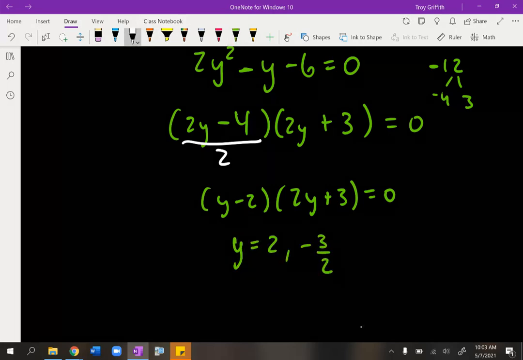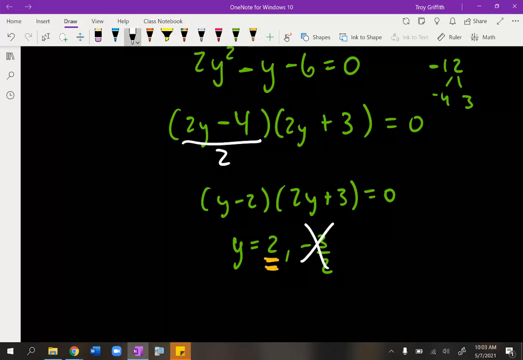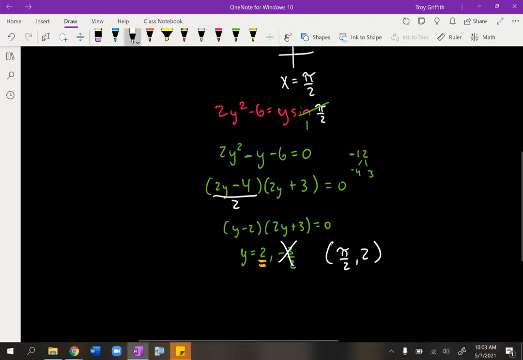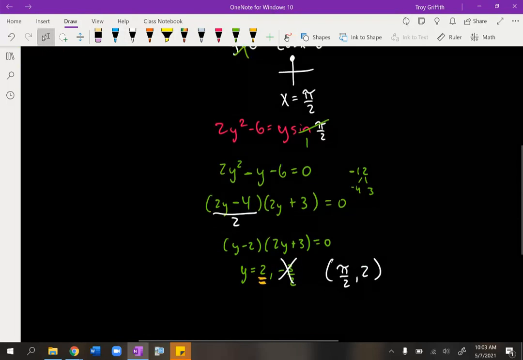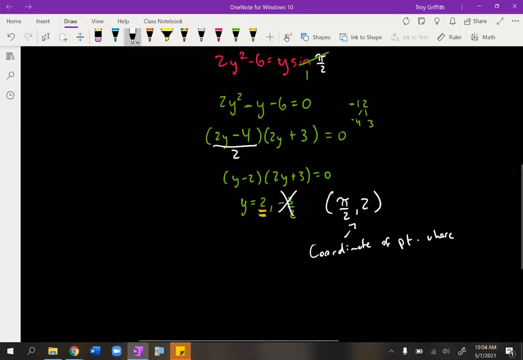Keep in mind, earlier in the problem, they said y has to be greater than 0, so I'm not going to keep that answer there. I will keep the y equals 2. And putting these together, I get pi over 2 for x and 2 for y. Okay, so these are all the spots, or the coordinate of the point, where the tangent line to the curve is horizontal.